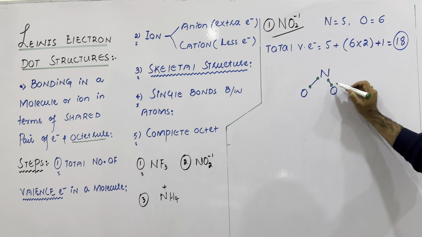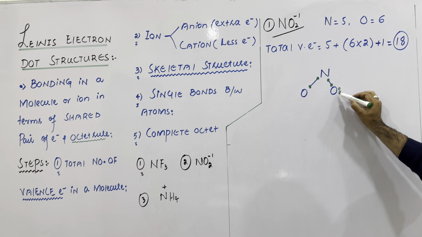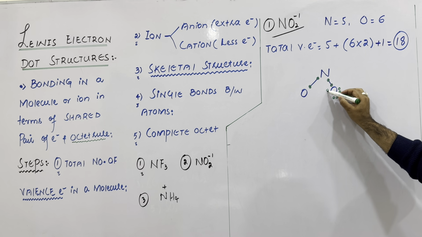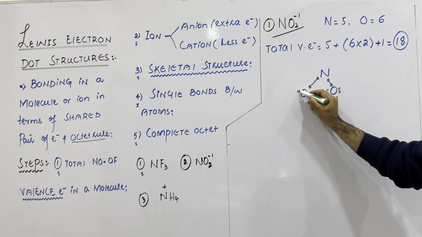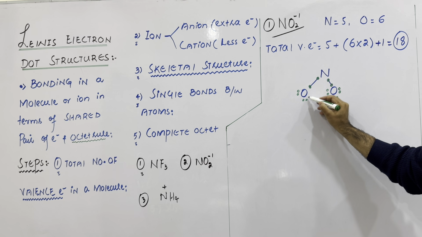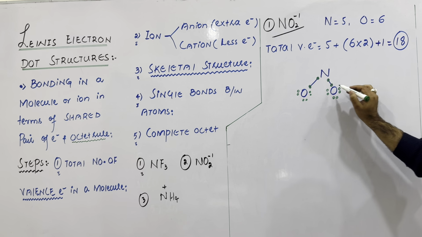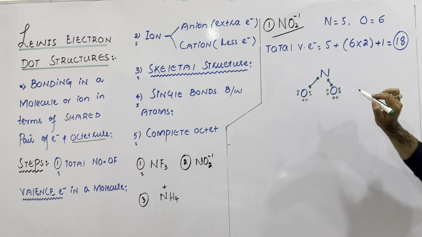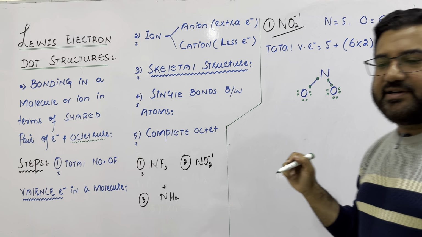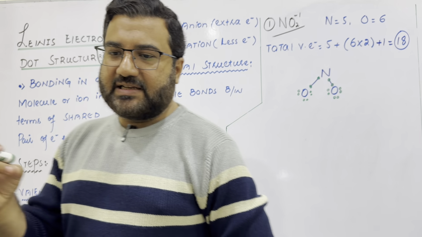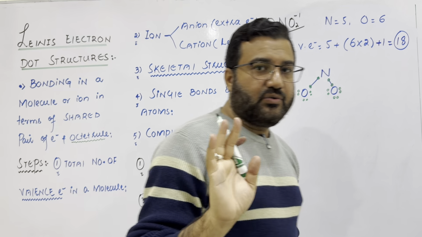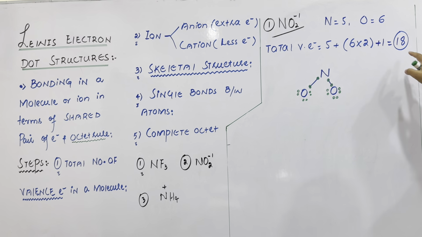Oxygen has 2 electrons, so to complete its octet, it must have 6 more electrons in the form of 3 lone pairs. Similarly, this oxygen also has 3 lone pairs of electrons. So the octet of both oxygen is completed. If the octet of both oxygen is completed, it means 8 plus 8, 16 electrons are used. Now we have just 2 electrons remaining.